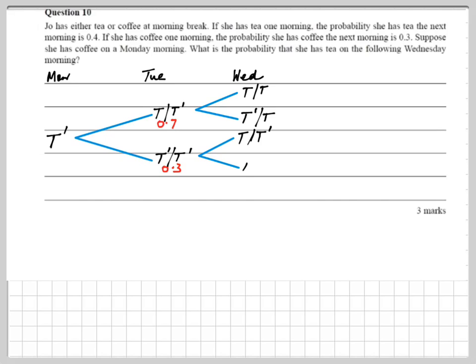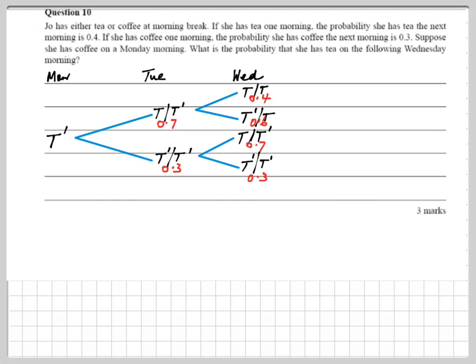And we can fill in the numbers. So that's going to be 0.3 again and 0.7. Now, this other one was, what was it again? If she had tea one morning, the probability she was going to have tea the next morning was 0.4. So that one's a 0.4. That one has to be 0.6.